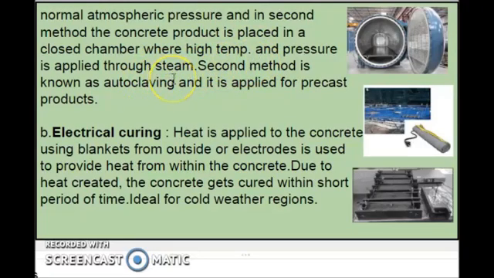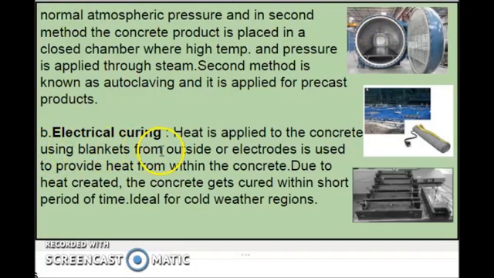applied through steam. This is the closed chamber where the concrete products were kept inside, and in this chamber, when the steam is passed, due to high temperature and pressure, the concrete products get cured within 24 hours. Normally for AAC blocks, this type of procedure is used.